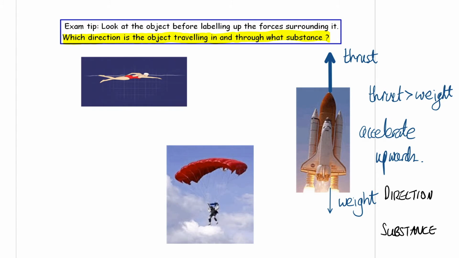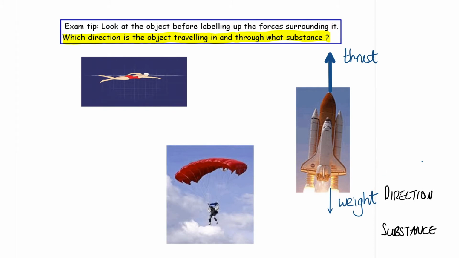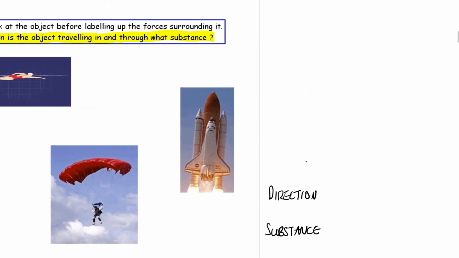That's what you need to do, so that I'm not confusing the matter. I'll just take everything else off here. For the space shuttle, direction up, so the substance it's travelling through is air.